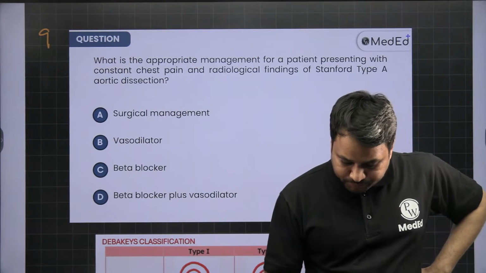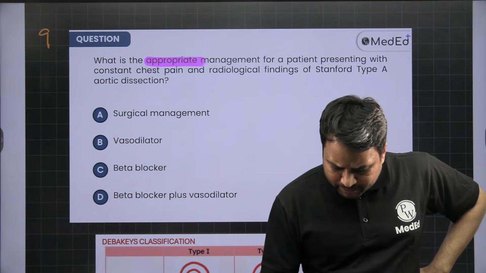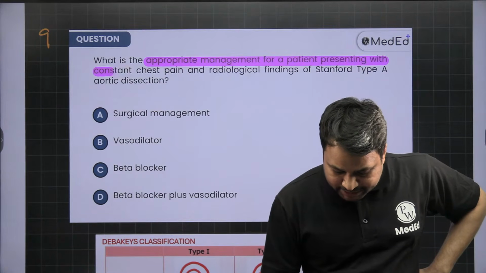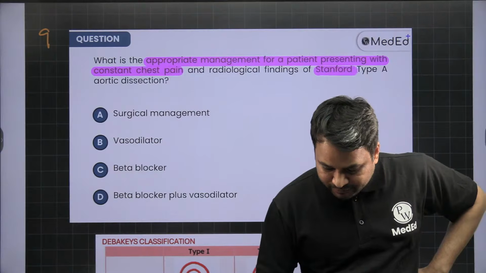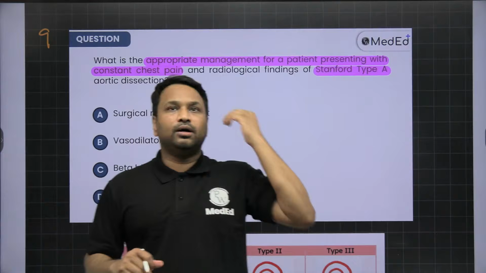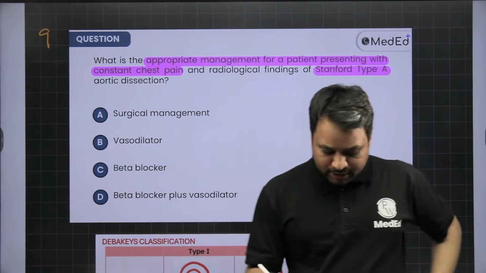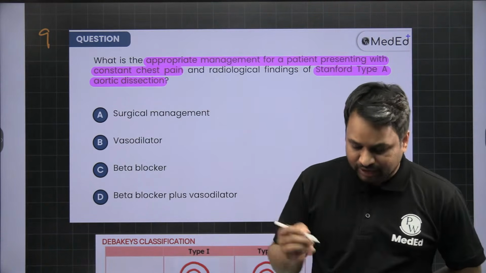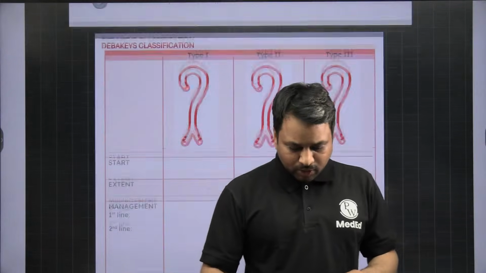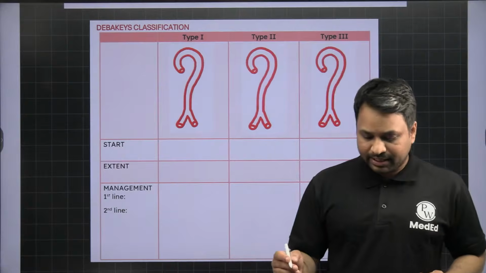Question number 9. What is the appropriate management of a patient presented with a constant chest pain and radiograph as a Stanford A variety? Now, normally when you talk about the Stanford, you should know that it is associated with aortic dissection, which is already given. We don't follow Stanford, we now follow DeBakey's classification. Let's quickly do a recap on DeBakey's classification of aortic dissection.